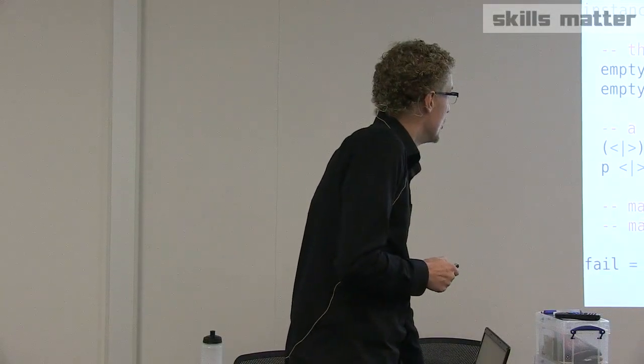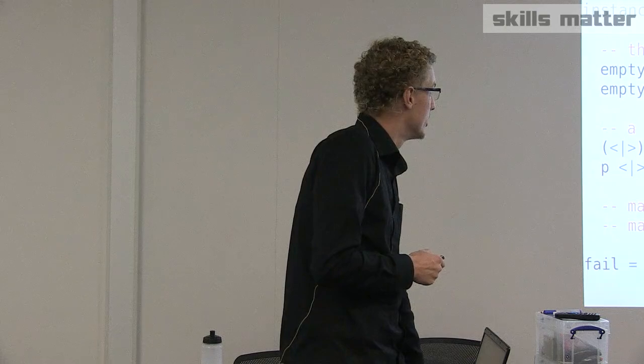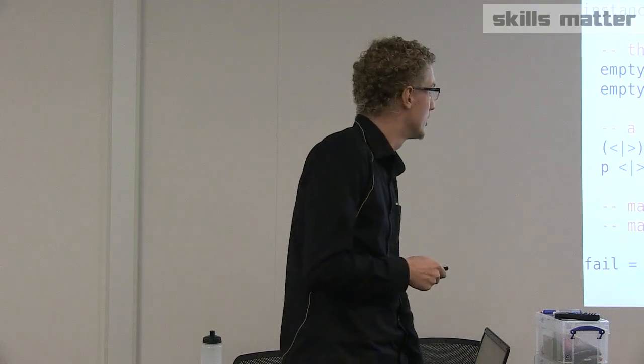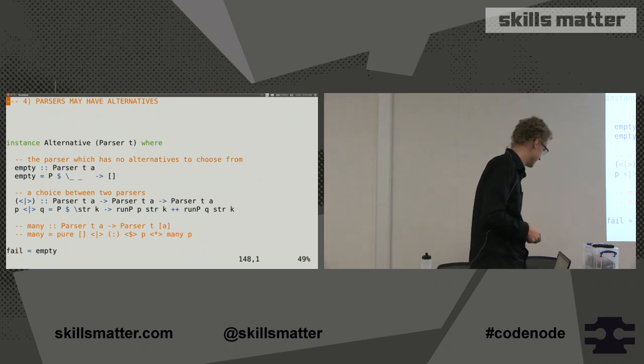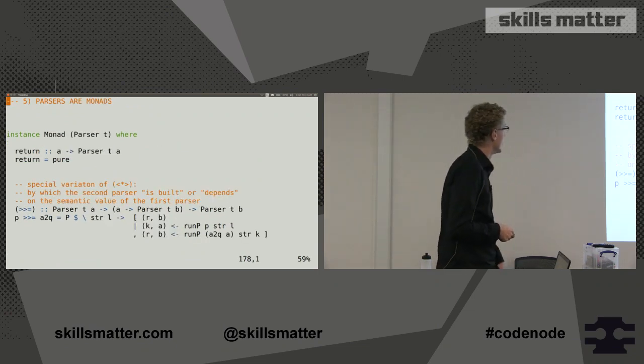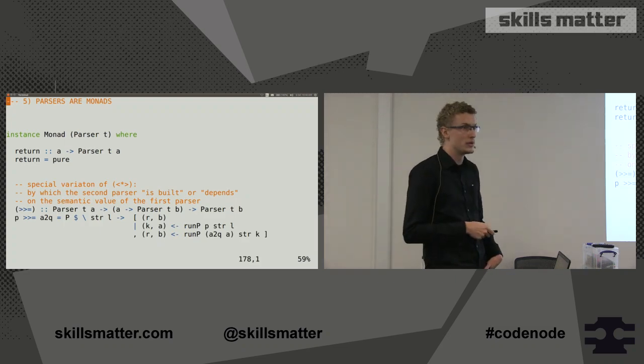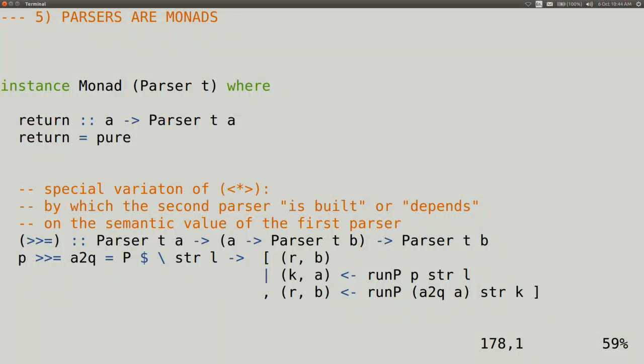We must also represent failure somehow, which is what the empty method denotes. And failure is just returning the empty list. And then I'm introducing again a synonym here, fail, for empty. And then it gets more interesting when we observe that parsers also form a monad. So return is just pure.